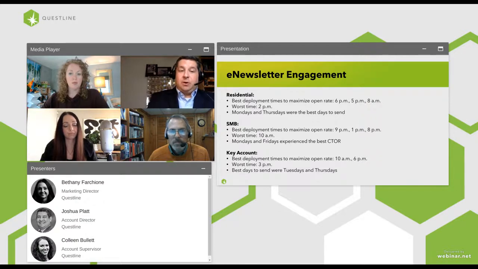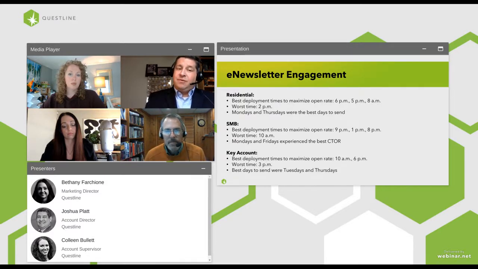Small business newsletter open rates were relatively similar across all weekdays. There was a slight increase, however, in performance on Mondays and Wednesdays. And SMB clicks to open were highest on Mondays and Fridays in late afternoon and evenings. In fact, SMB newsletters sent around 9 o'clock in the evening had a 43% open rate and 27% click-to-open rate.